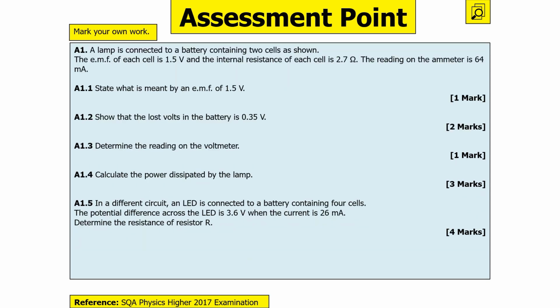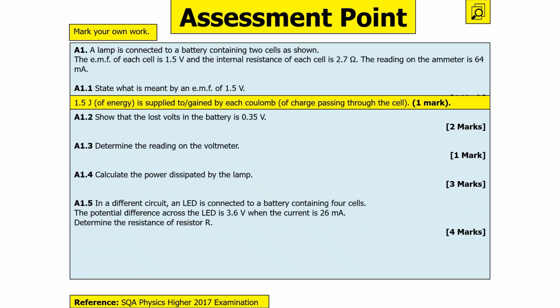Now learn the definition of EMF. So that's 1.5 joules of energy is supplied to the circuit, or gained by each coulomb of charge passing through the cell. Lost volts is current times internal resistance. Pop in all the values, remember milliamps goes to amps, so it becomes 0.35 volts.